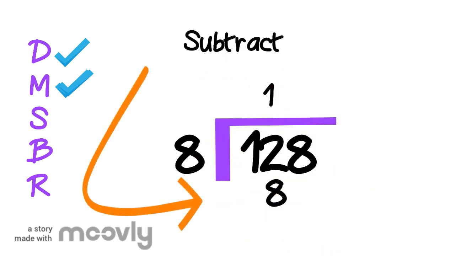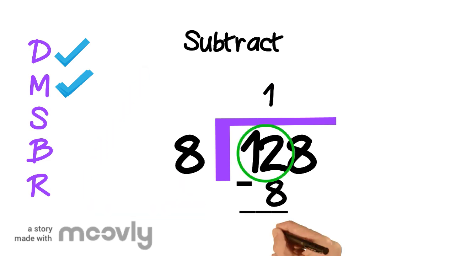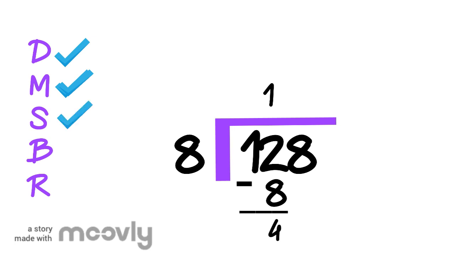We will now take the answer we just got from multiplication and subtract it from the number we just divided into, which was 12. So 12 minus 8, and we get 4. Now we completed subtraction, and we are ready to move on to our next step, which is our B, bring it on down.